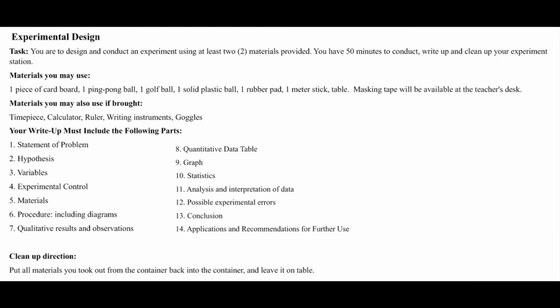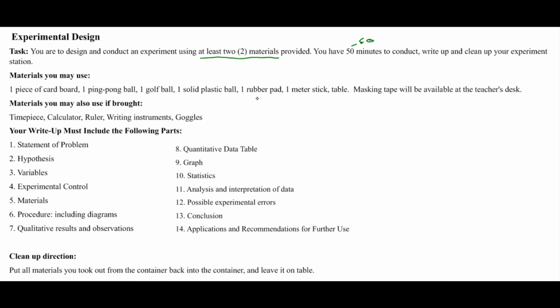Your goal is to design and conduct an experiment using at least 2 of the materials provided. You're going to be given about 50 to 60 minutes to conduct, write up, and then clean up your station. You're going to be given 1 piece of cardboard, a ping pong ball, a golf ball, 1 solid plastic ball, a rubber pad, a 1 meter stick, and a table. I'll also provide some masking tape at my desk.